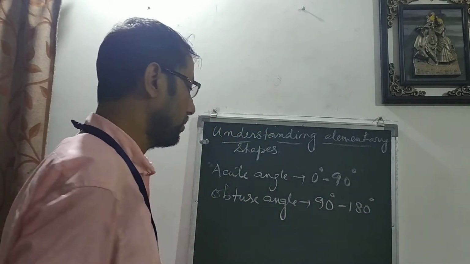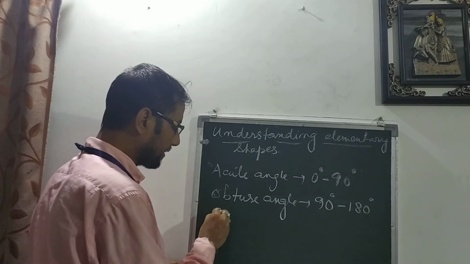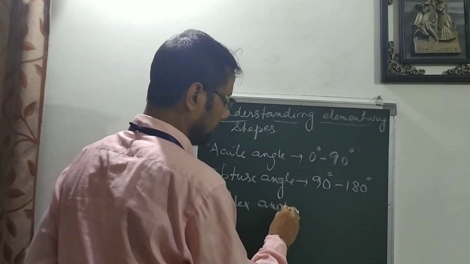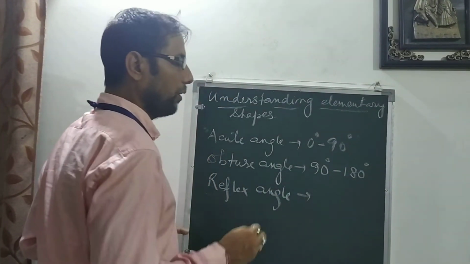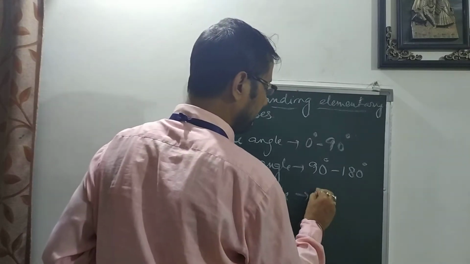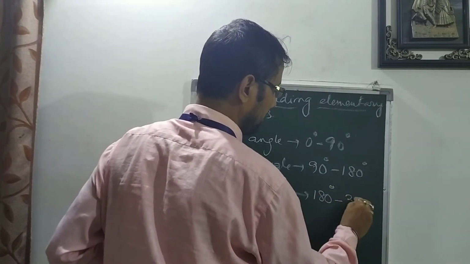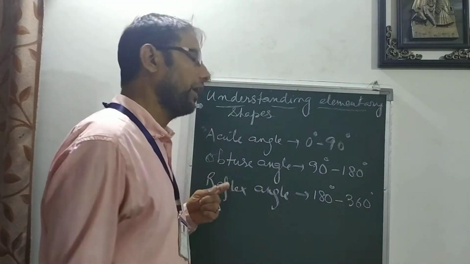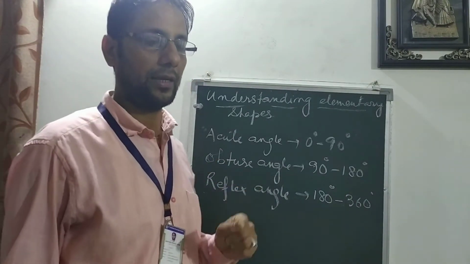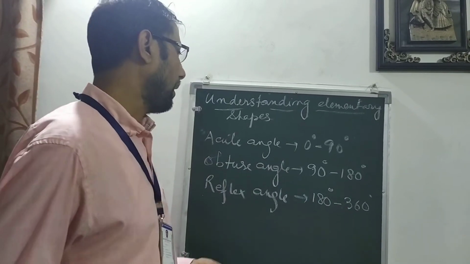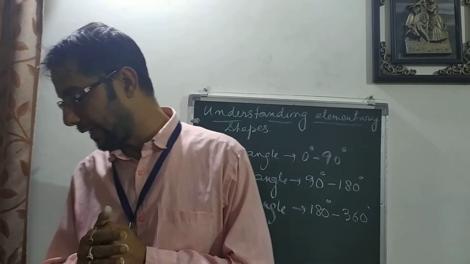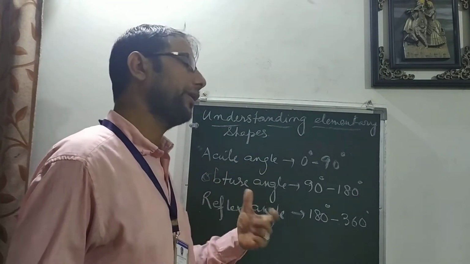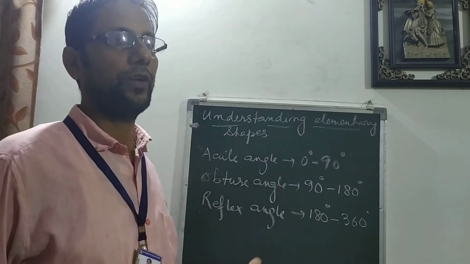Next we will learn reflex angle. Reflex angle means the angle whose measurement is between 180 degree and 360 degree. So these are the types of angle we are going to learn in this exercise. Now students, if we go to exercise 5.3, these angles we can express in another way also.